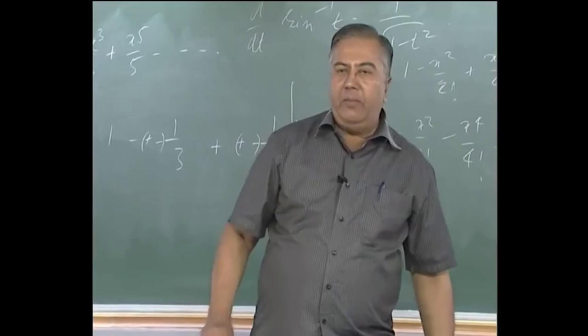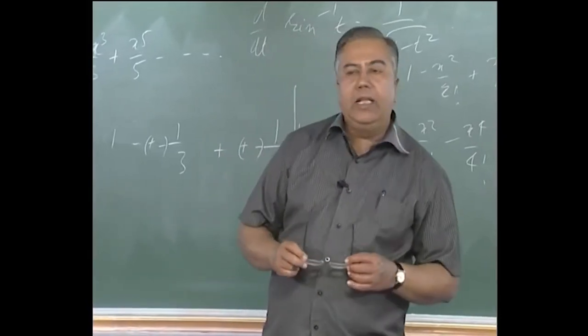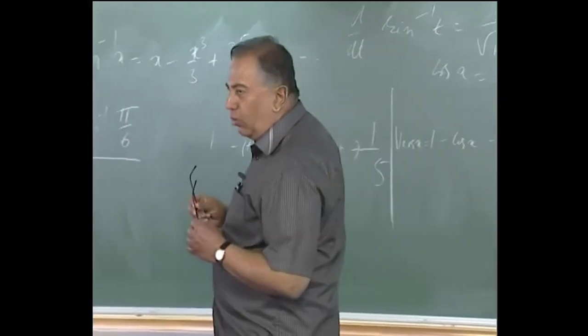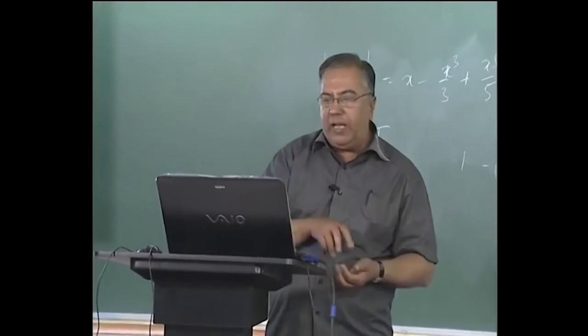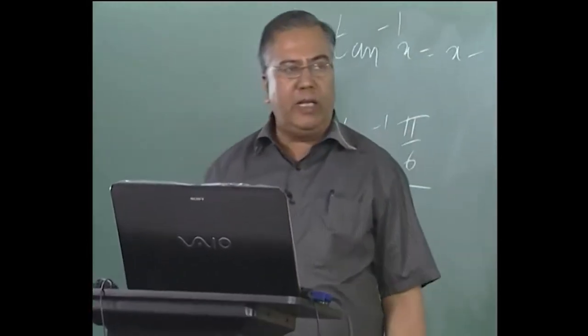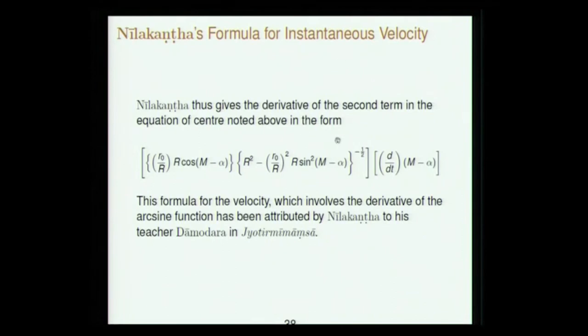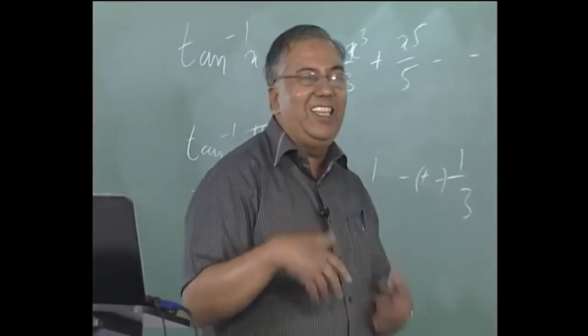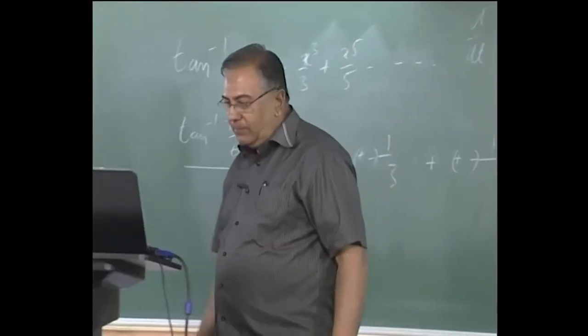Nilakantha in his Aryabhatiya Bhashya has tried to give some explanation, but this is not really the kind of explanation that we would like to know for the derivative of a sine inverse function today. But he has tried to explain how this term 1 by square root of 1 minus x squared comes. In Jyotirmimamsa, Nilakantha explains that this verse is actually due to Damodara, so it is not his discovery; it is due to his teacher Damodara, who is the son of Parameshwara.